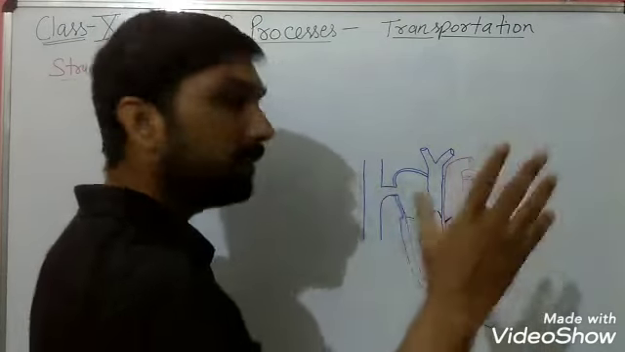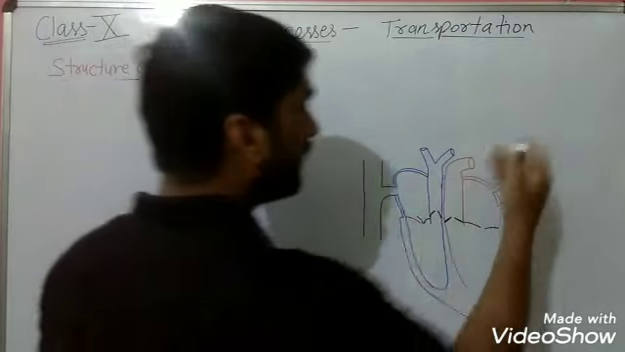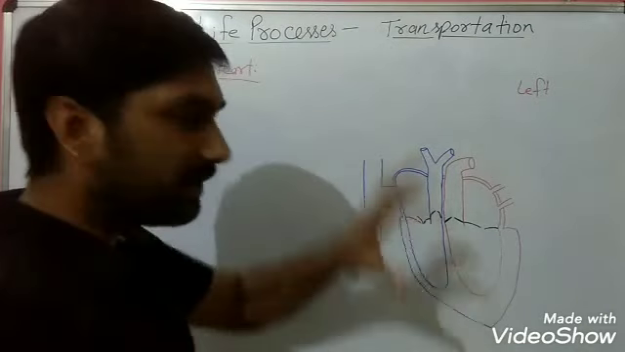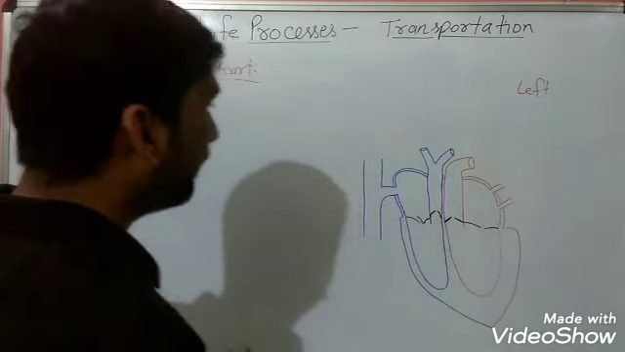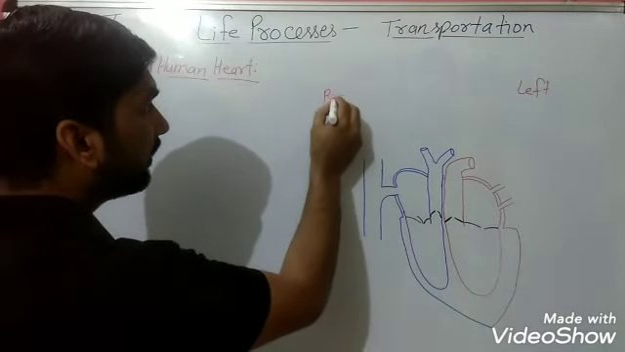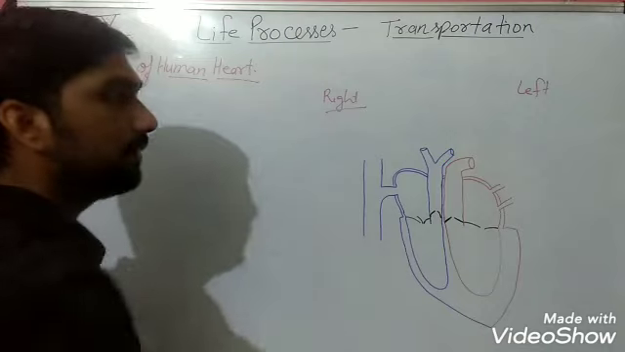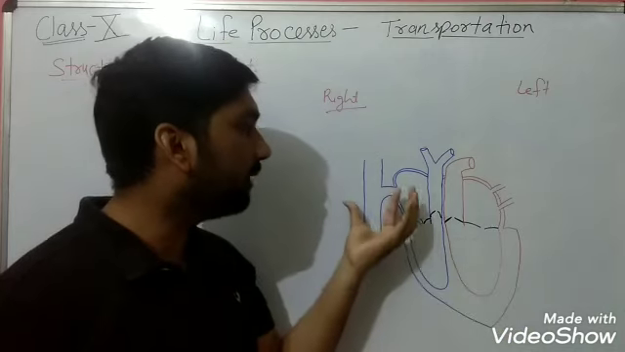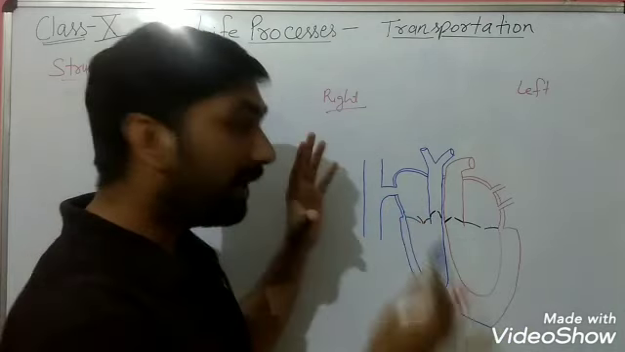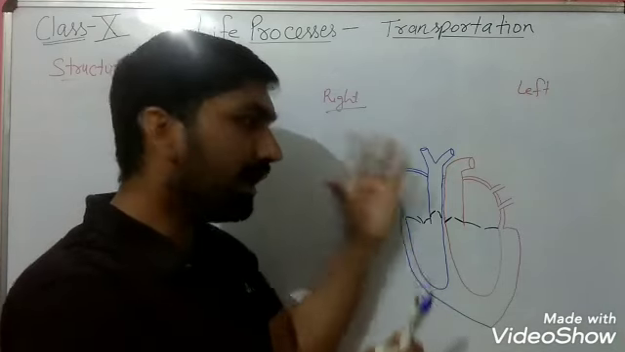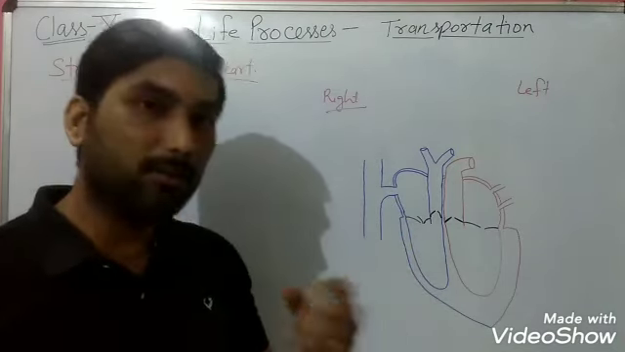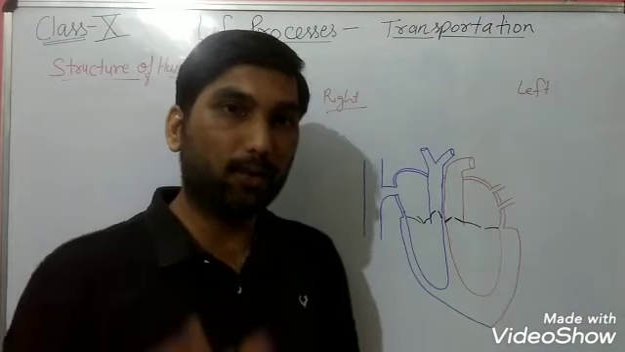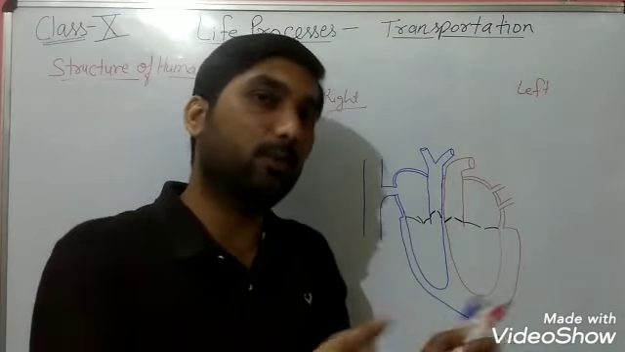If this is my right hand side, then in the mirror image it will be the left side. And if this is the left hand, then in the mirror image this will be the right side. So this will be the left side of the human heart, and this will be the right side, while making diagrams on a page or anywhere else. You can also get one more basic idea of which one is the left side.